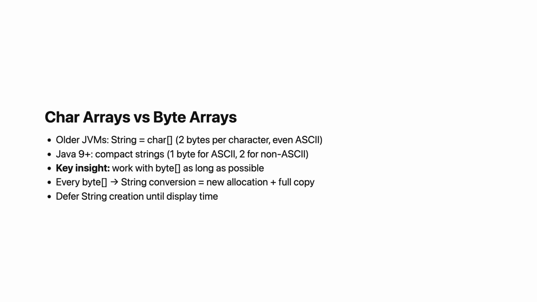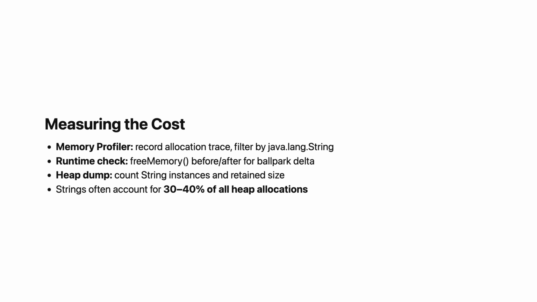This means that if you are processing raw data, reading from a network stream, parsing binary protocols, processing file bytes, you should avoid converting to string until you actually need a string. Work with byte arrays as long as possible. Every byte array to string conversion allocates a new string object and copies all the bytes. If you are searching through data, comparing values, or extracting substrings, and the data is in bytes, operating on the byte array directly can avoid significant allocation overhead.